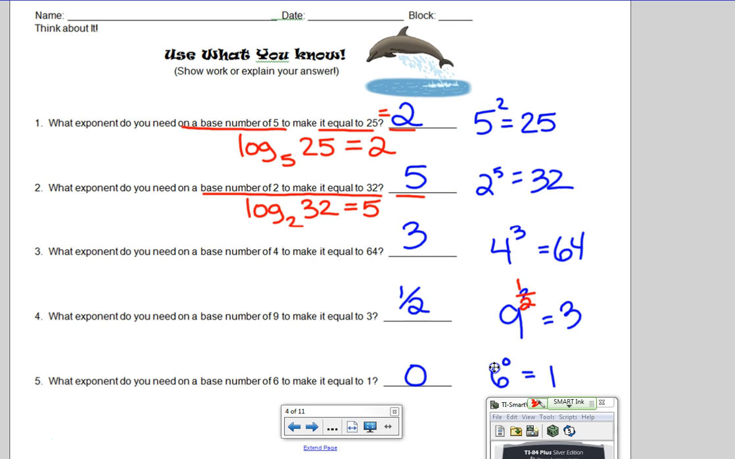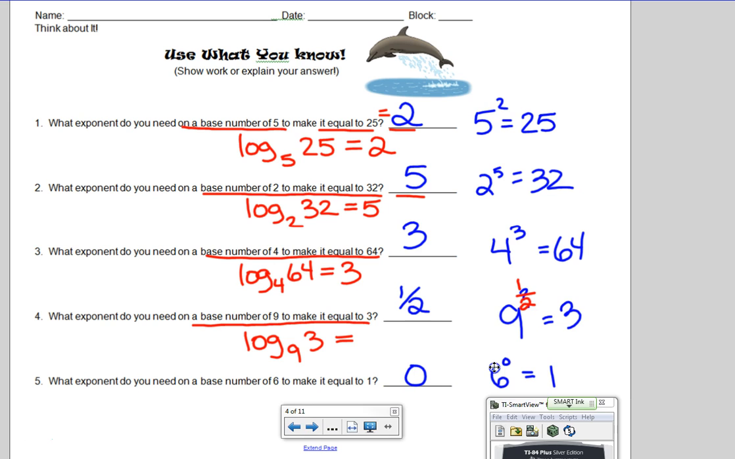The next question, what exponent do you need on a base number of 4 to make it equal to 64? Again, base number is 4, you want a 64 value. The exponent log, that's what that means, to make a base number 4 become a 64, the exponent is 3. So on a problem like 4, this is why this would be more useful. It was a little bit harder to realize it was a 1/2. So the base number 9 to make it equal to 3, we would write log base 9 to make it equal to a 3 is what?